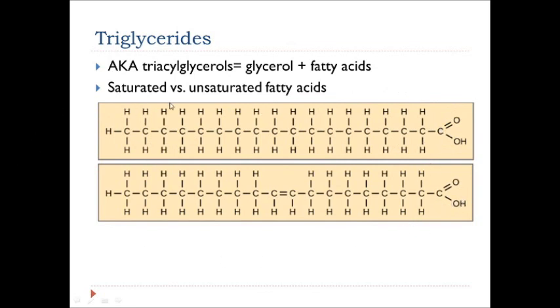Now, when it comes to unsaturated fatty acids, that means that there is at least one double bond between carbons present. If there's one double bond present, that's called a monounsaturated fatty acid. If there's more than one, then it is a polyunsaturated fatty acid. Our unsaturated fatty acids are better for us, and we'll talk about that in just a second. But you can see here that there is a double bond between these carbons, so it's not completely saturated with hydrogens like it is in this previous photo.